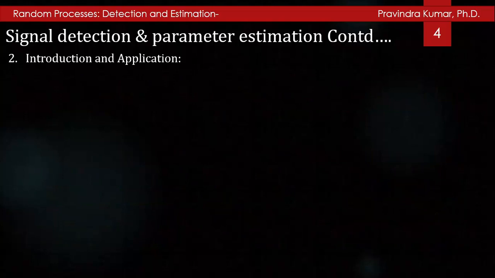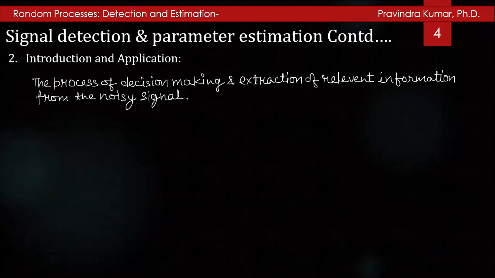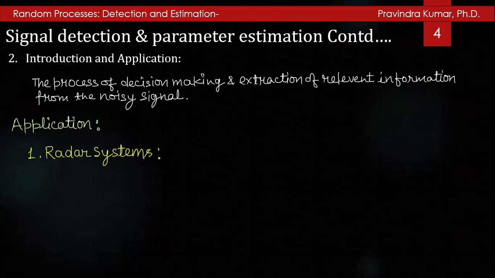So detection and estimation theory is the branch of signal processing where the process of decision making and the extraction of the relevant information from the noisy signal is done. Many signal processing devices are made to decide when an event occurs and then extract more information about the event. So let us summarize some applications that involve the use of detection and estimation theory.